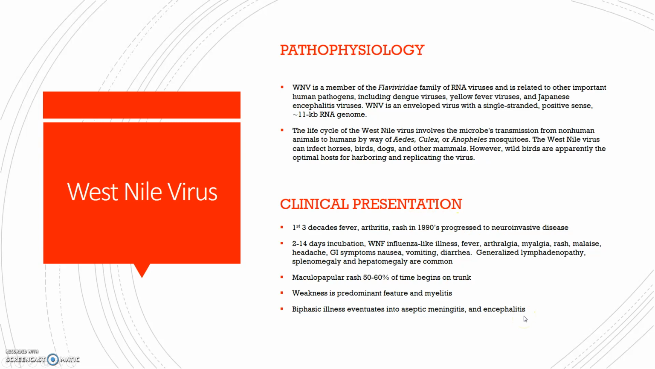West Nile virus causes influenza-like illness, fever, arthralgia, myalgia, rash, malaise, headache, and GI symptoms: nausea, vomiting, diarrhea. Generalized lymphadenopathy, splenomegaly, and hepatomegaly are common. Maculopapular rash is present 50 to 60% of the time, and it begins on the trunk. Weakness is a predominant feature, and myelitis.